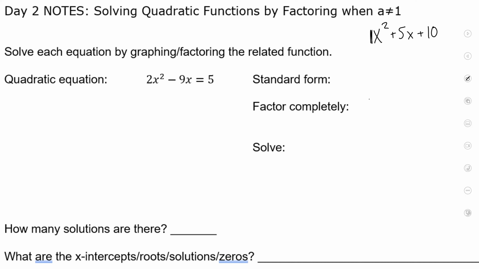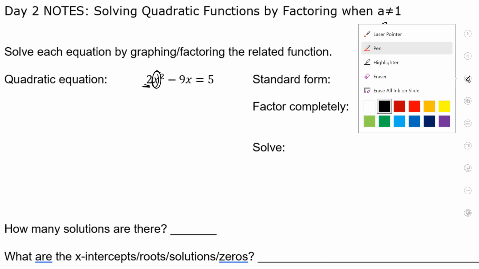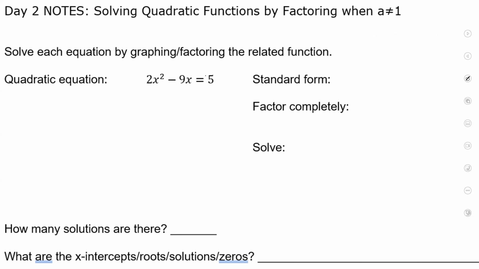Okay, so now we have something like this, where notice your a value is not 1, it's 2. Let's talk about what we're going to do. First we need to get it in standard form. Standard form means I'm going to move this 5 to this side, making it a minus 5. Everything else can just come down. Since I moved this 5, it's no longer there. There's nothing on the right-hand side, so we just put 0.